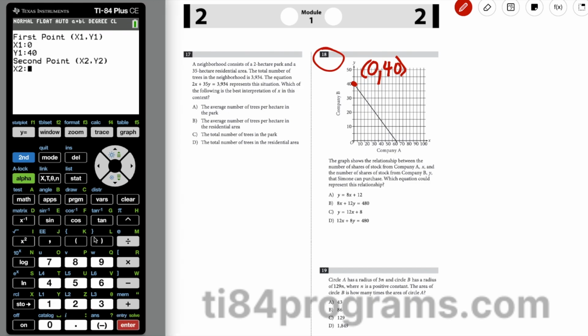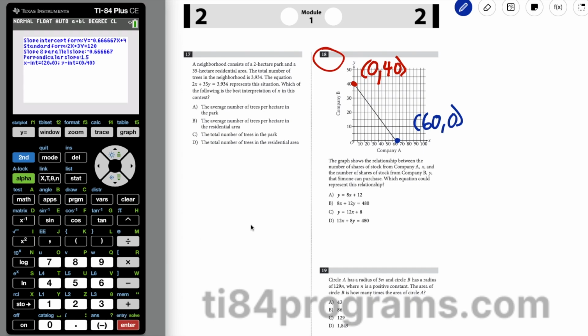So 0, 40 is x1, y1. And then what I'm going to do is change to blue color. I am going to try to change to blue color here. This is 60, 0 here. So that's 60 as my x value, and then 0 is my y value. And then it looks like the equation is y equals negative 2/3 x. So immediately I can eliminate, hey, it's not either of the first two forms because those are y equals positives.